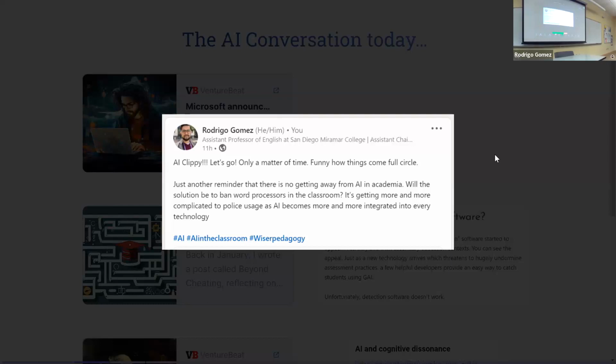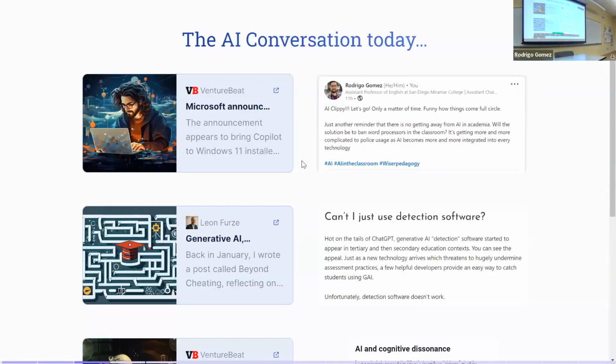I don't think that's going to be the solution. So what do we do, right? Clippy's in there with his AI powers now assisting student writers. And that goes beyond Grammarly and some of the other tools we already talked about, which are integrating AI directly. So just another little reminder that it's not quite something we can get away from.